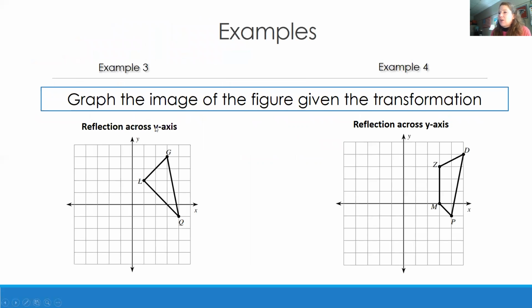So here we want to reflect over the y-axis. Here's that y-axis right here. We're going to flip it across it. This time we're going to go toward the line of reflection, which is the y-axis. So L was 1 right of it, L prime is going to be 1 left of it. G is 1, 2, 3 to the right of it, we're going to go 1, 2, 3 to the left of it. And Q is 1, 2, 3, 4 to the right of it, we're going to go 1, 2, 3, 4 to the left of it. So we're going to go from here to here to here.